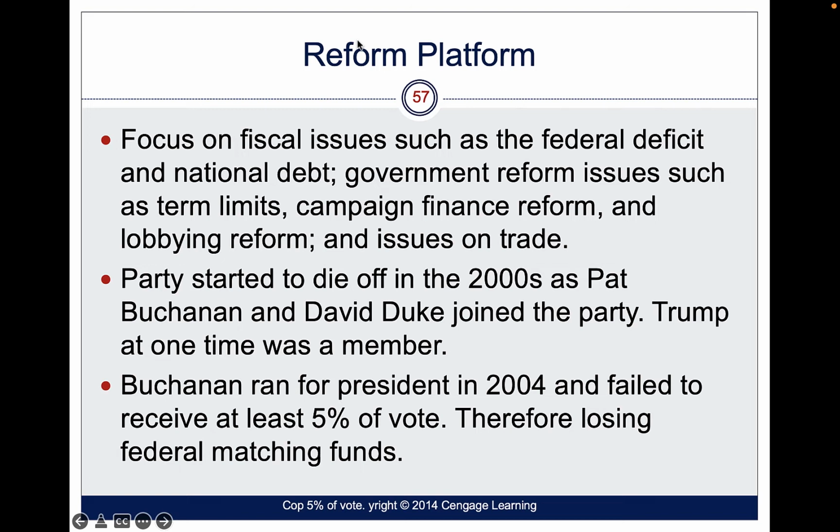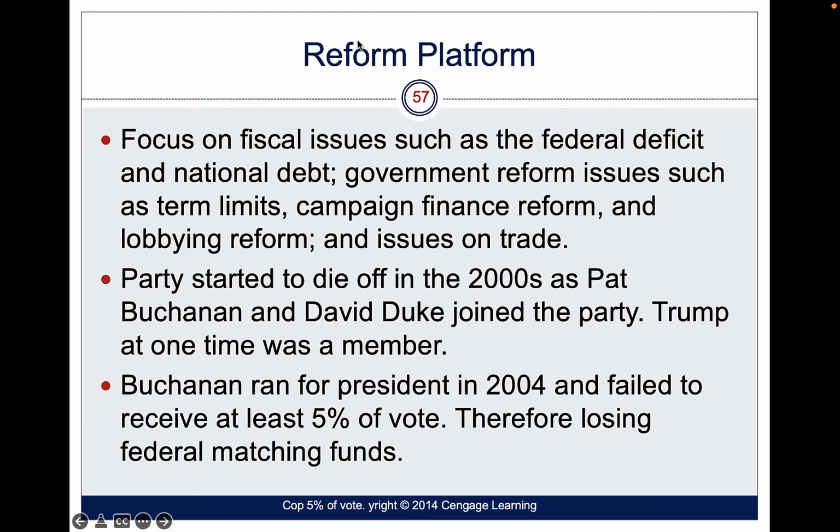of the vote. Therefore, your federal matching goes away. When we do our taxes, if you notice, it always asks if you want to donate $3 to a federal political campaign. You have to meet certain criteria to be eligible for that.